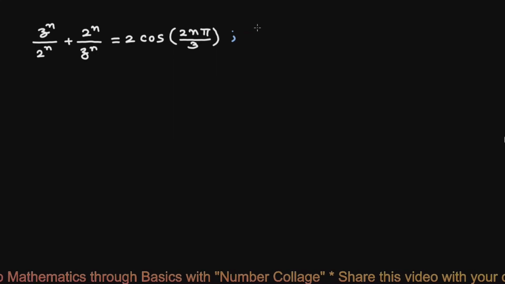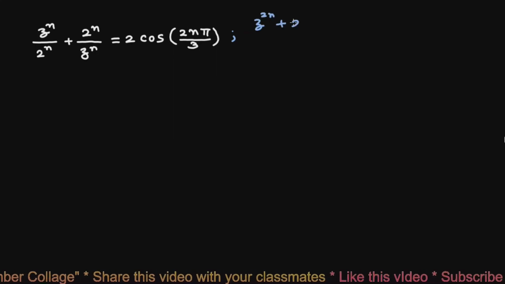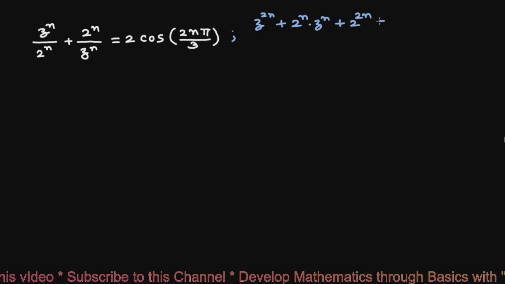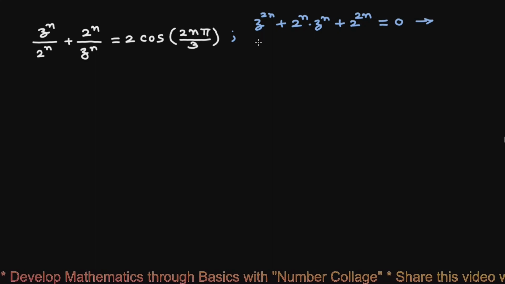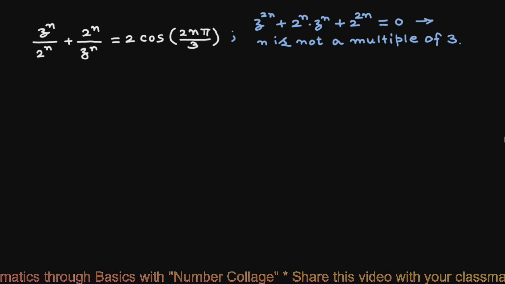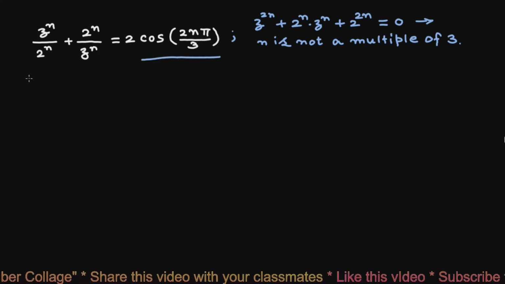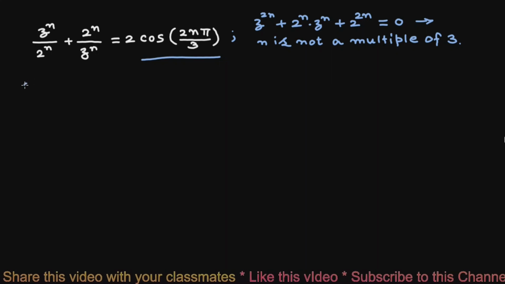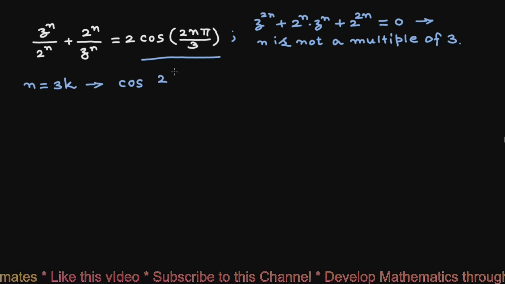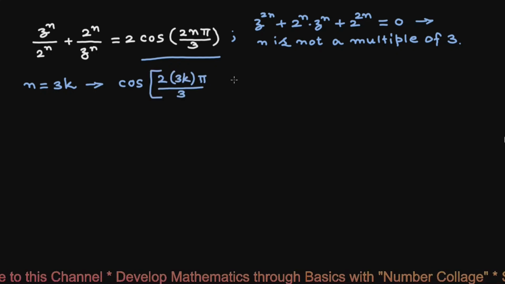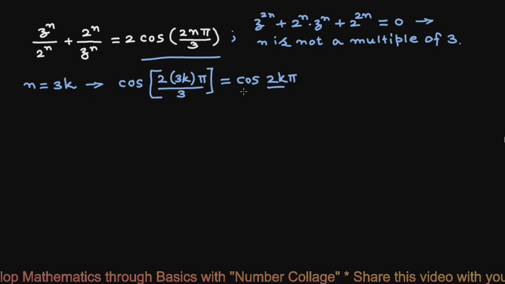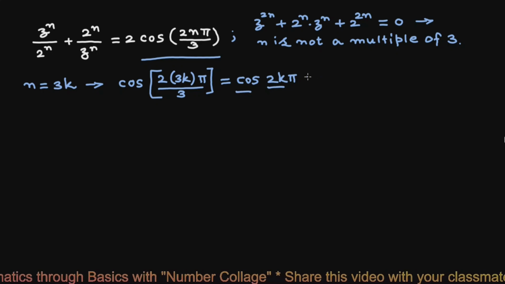We have to prove z raised to 2n plus 2 raised to n into z raised to n plus 2 raised to 2n equals 0 when n is not a multiple of 3. But before that, let us see what happens to cos 2nπ/3 when n is a multiple of 3, that is when n equals 3k, where k is an integer. Cos 2 into 3k π by 3 will be cos 2kπ. Here 2k is even, and we know that cos of even multiple of π is 1.